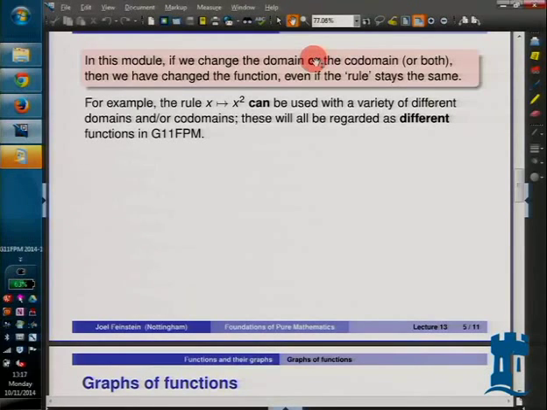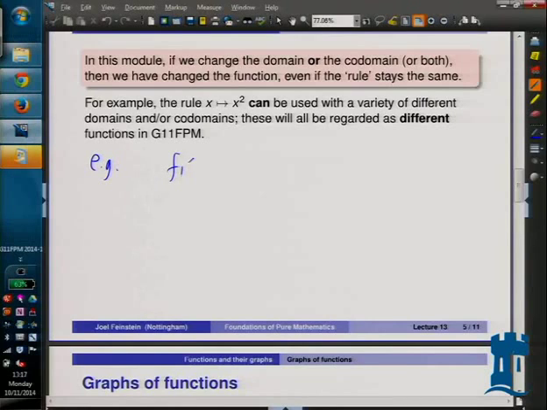But suppose you keep the same rule and the same domain. So it's a function defined on the real numbers, and it's x squared. Surely that's just one function. But actually, in this module, that could still be more than one different function, depending on which codomain you choose, depending on whether you say it's going to the whole of the real numbers or to the non-negative real numbers, for example. So you could define 3 different functions, for example.